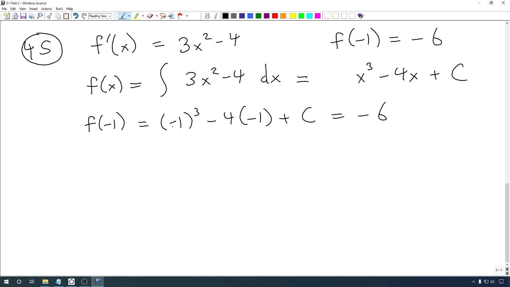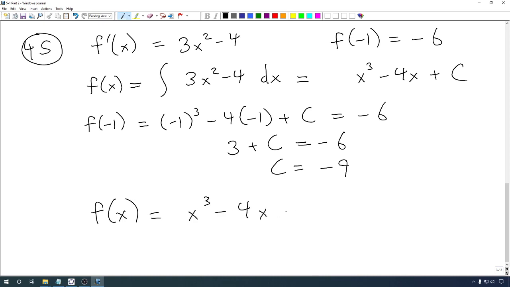This is a -1. This is a positive 4. So -1 plus 4 is a 3. 3 plus c has to equal -6. Or in other words, c is -9. So our function here, f of x, that they're looking for, is x cubed minus 4x minus 9.